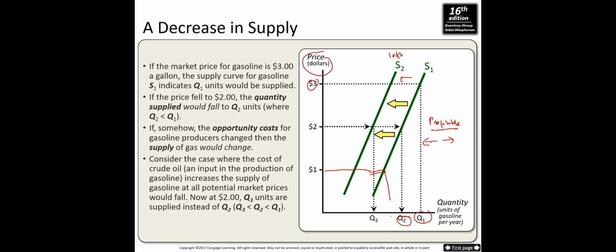So in this case, we consider the cost of crude oil increases, and at all market prices, we see that the supply of gasoline decreases. Now at $2, compare that. Before you were producing Q2, now the companies are producing Q3.